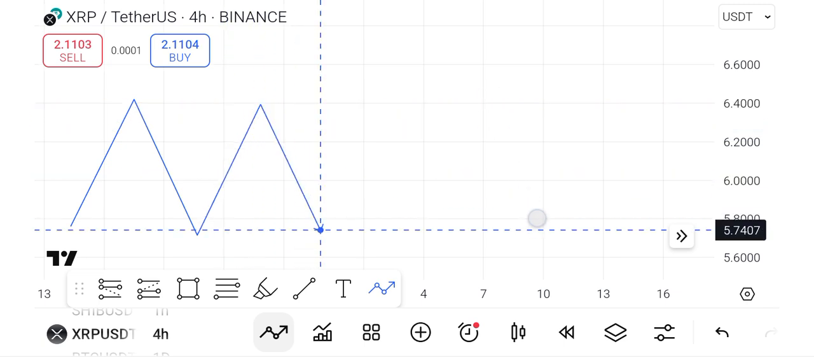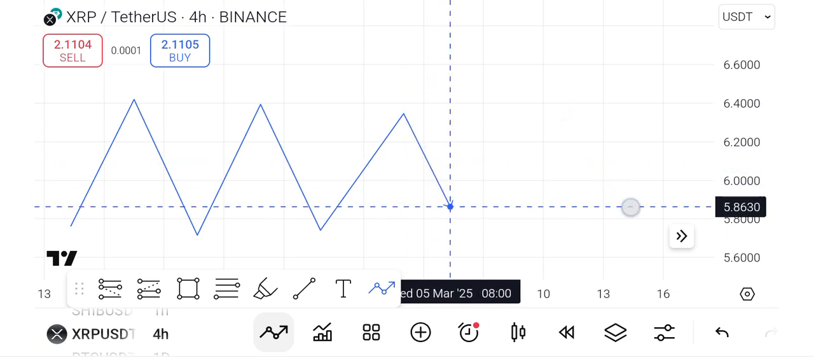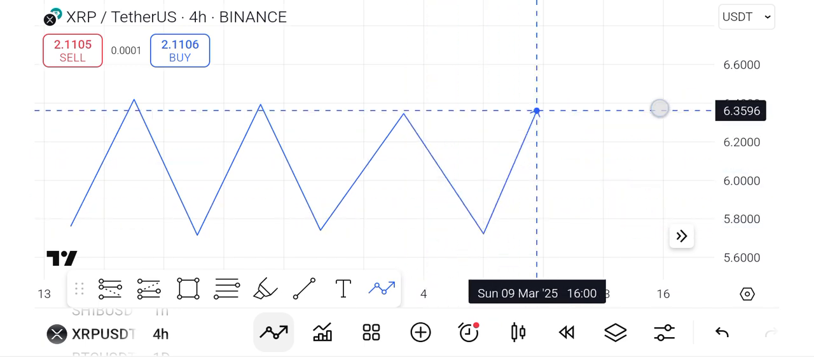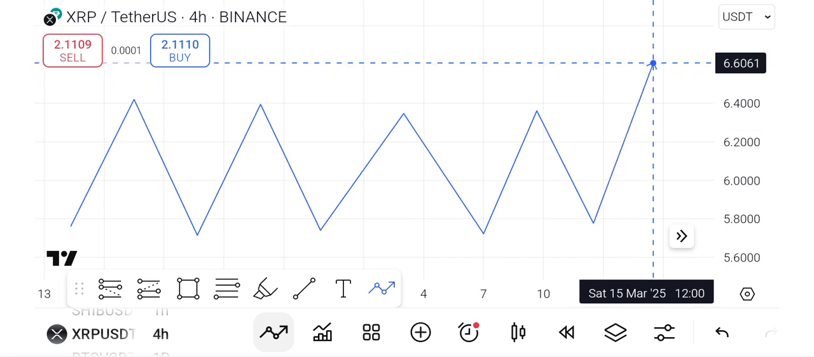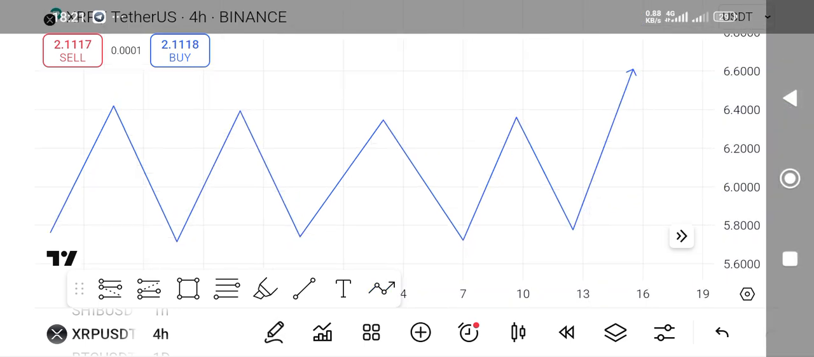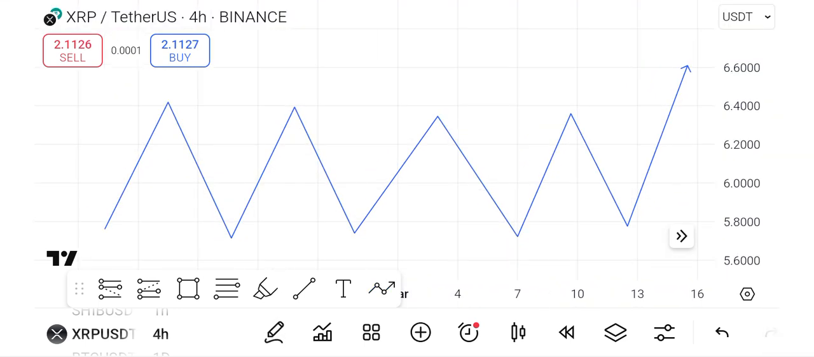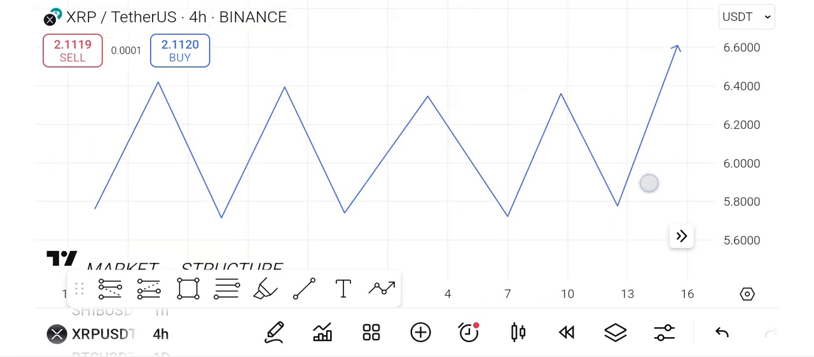Are you getting me? It's not making higher lows. It's not creating an uptrend. Neither is it creating a downtrend. Are you with me? Neither is the market creating a downtrend. The market is just moving straight up. It's not breaking anything. It's just consolidating, or the market is consolidating at one region.